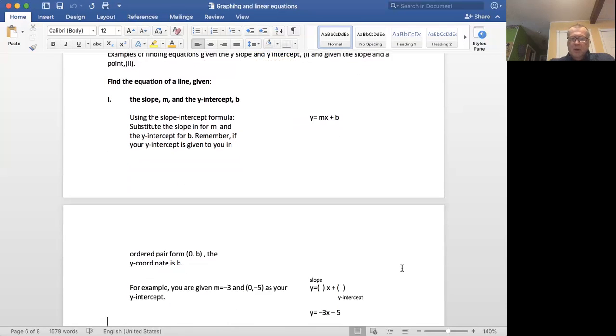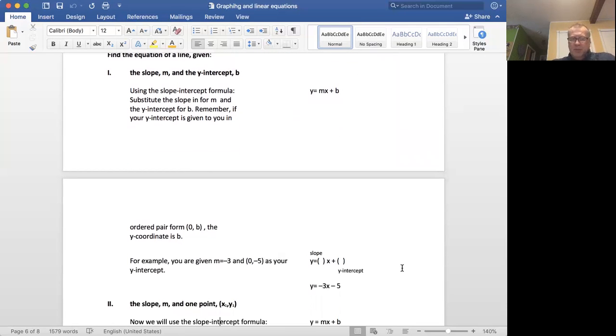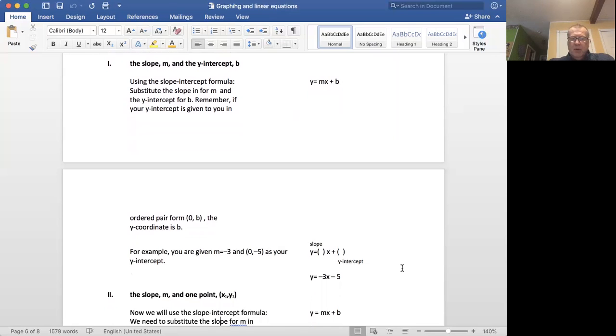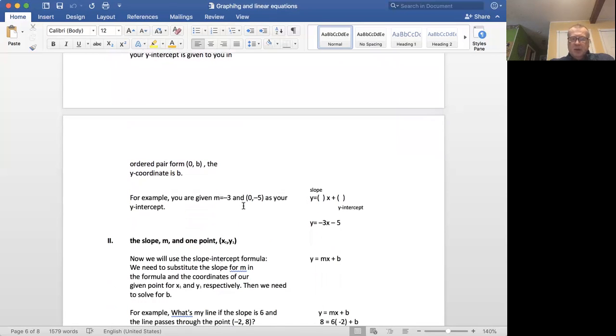So if we have the ordered pair 0, b, then the y-coordinate would be the y-intercept. So for example, if we're given a slope of minus 3 and a point 0, minus 5, we just plug the minus 3 in for the slope, and we plug the minus 5 in here, and we're done. That's the best of all worlds. That's the most straightforward case.